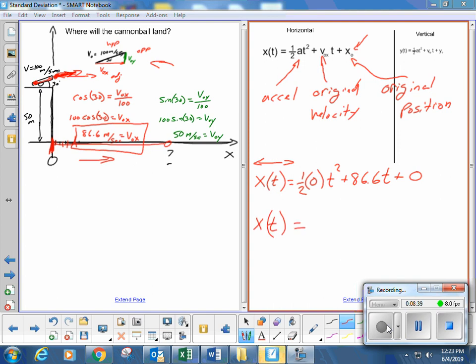being a 0, it's going to be 0 times t, no matter what the t is, it's going to be a big 0. The 86 is going to be there, 86.6 t. This 0 is gone anyway, so there it is. That's the entire x direction right there.